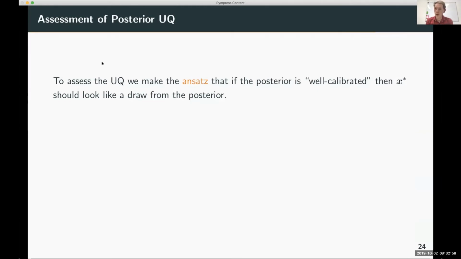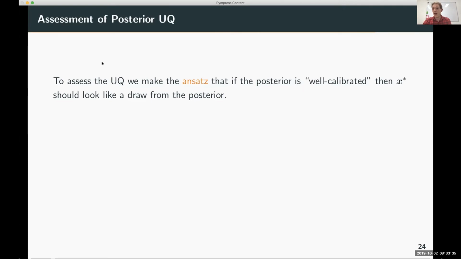But that's not the whole story. What we're really interested in here is not just how rapidly the posterior mean converges, but also how useful the posterior covariance is, so how useful that whole description of the uncertainty in the solution of the linear system can be. To assess this, we make an ansatz that the posterior distribution is well calibrated if the true solution to the linear system looks like a draw from the posterior. This is a slightly fluffy statement at the moment. The way we're going to assess this, practically speaking, is by drawing a set of test problems from some distribution. In the slides that follow, it will just be a unit Gaussian distribution.